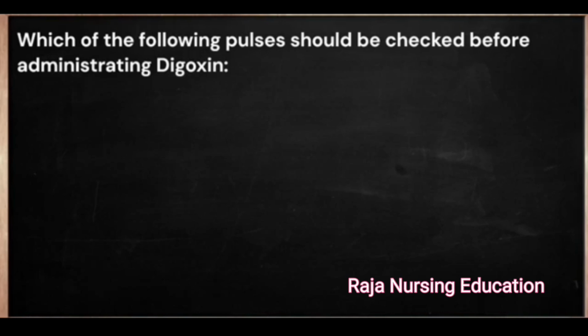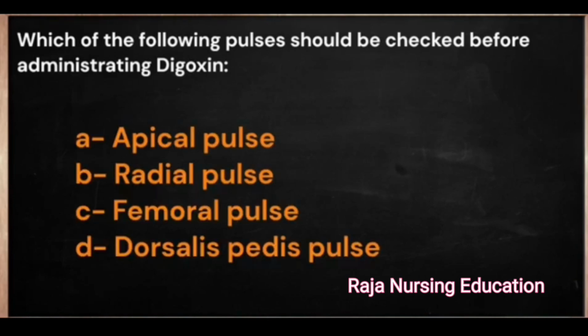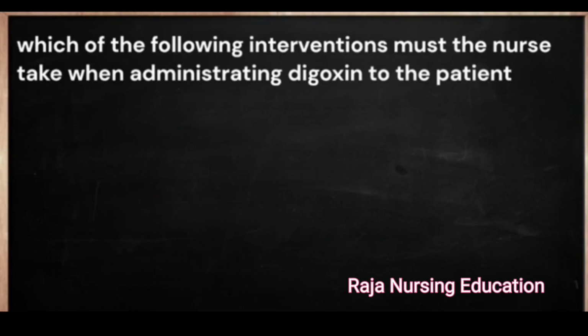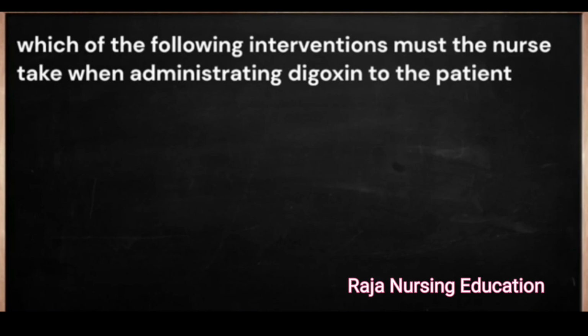Which of the following pulses should be checked before administering digoxin? Options are A. Apical pulse, B. Radial pulse, C. Femoral pulse, D. Dorsalis pedis pulse. The answer is A. Apical pulse.